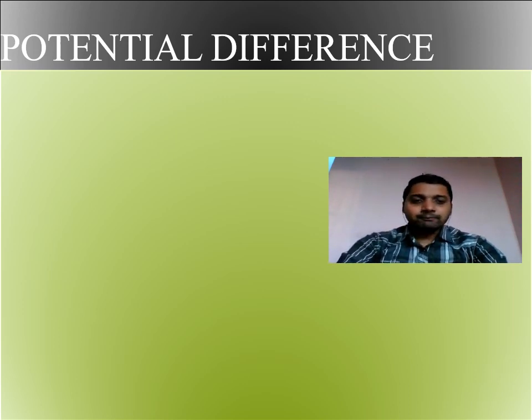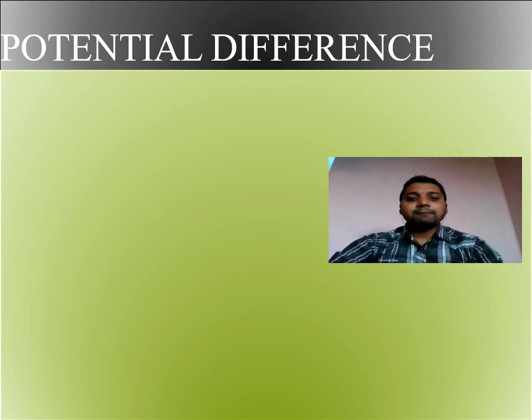So we got two types of circuit. One is open circuit and one is closed circuit. Here you can see the term potential difference. What does that potential difference mean? So here we will discuss what that potential difference is.